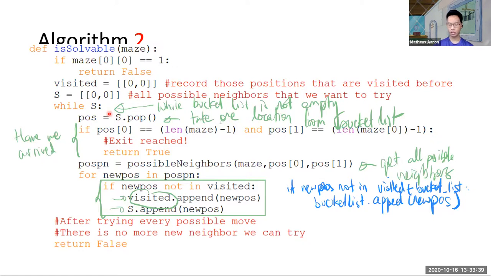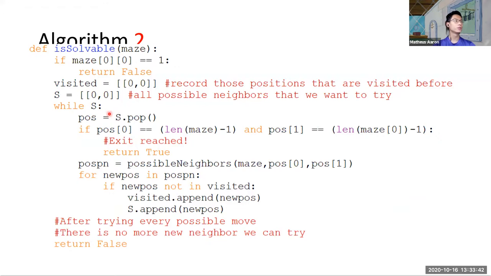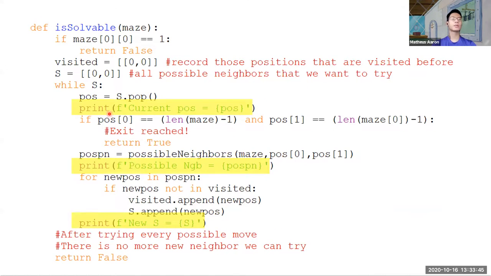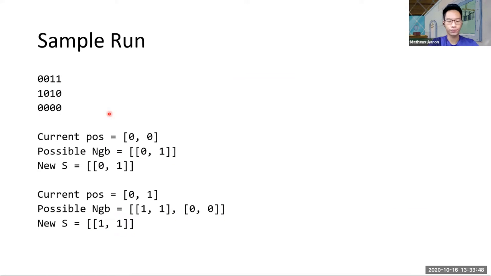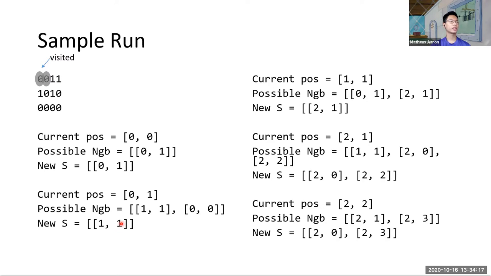Okay, with that, I think I'm just going to show you guys an example of a code run. So we have this sample maze 0011. We have the current position at 00, we start at 00, and then we generate the possible neighbors from 00, which is only this particular one. So we add the possible neighbors to the bucket list. Then we take items from the bucket list, which is 01, and it becomes our new current position, generate all possible neighbors, and add them to S, and keep on repeating the process until we arrive at the end.